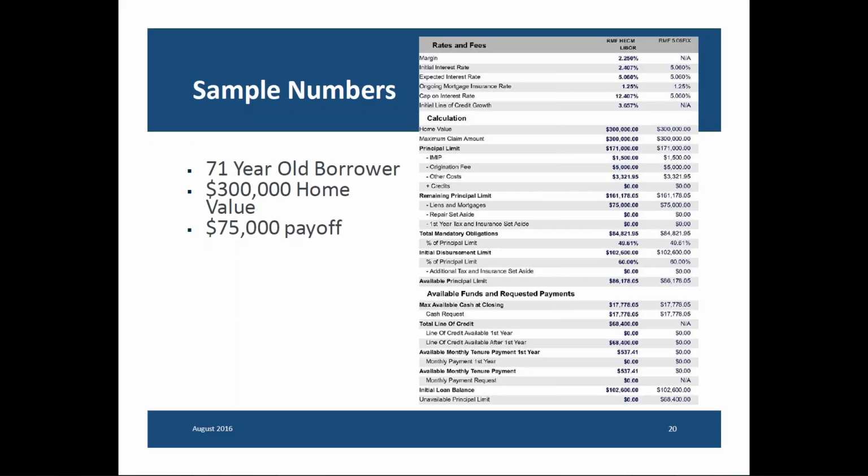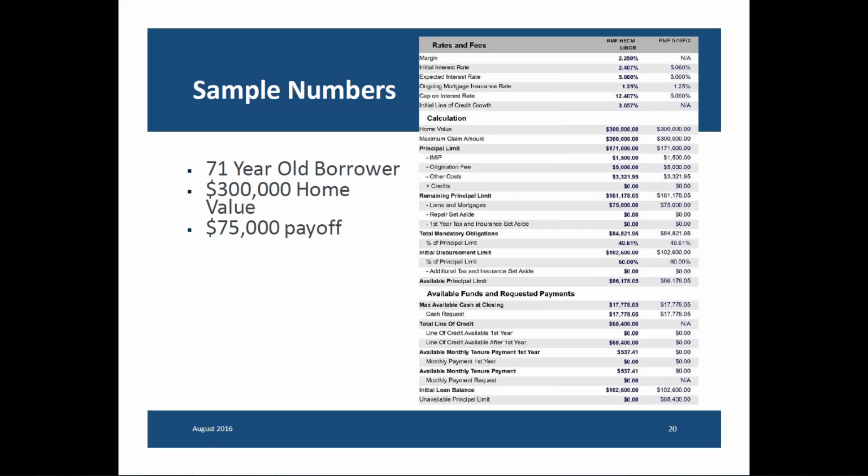Now, if we continue going down, the available funds and requested payments, the max available cash on both of these at closing are $17,778.05. These both first year. But with the ARM, they could also establish a line of credit at $68,400. You can't do that on a fixed rate. And the line of credit available after the first year, again, is $68,400. And that's not available for the fixed rate.